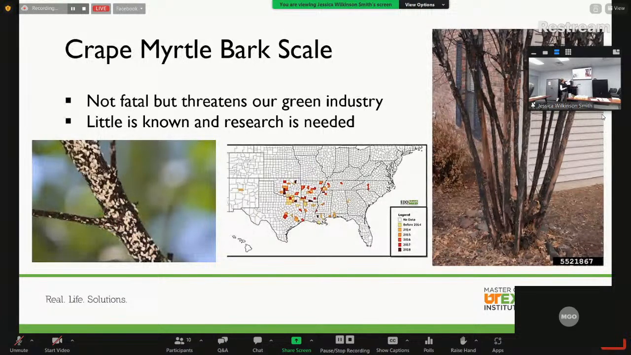Another one, crepe myrtle bark scale. This is data of which counties it was in. This map was pulled in 2019. And so you can see it's already made its way through Tennessee. So these pests are building up and making their way as well.